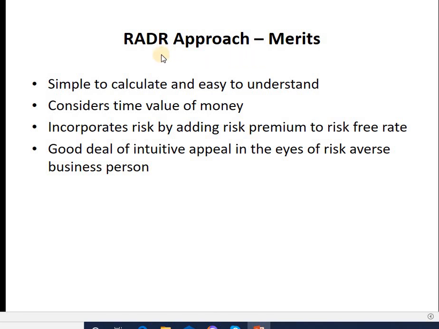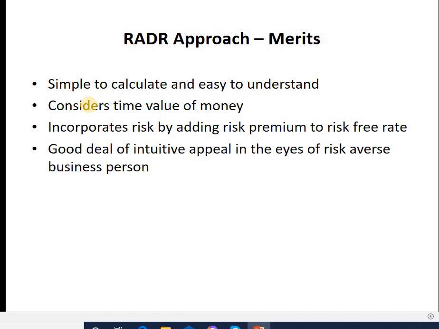So what are the merits of the RADR approach? It is very simple to calculate and easy to understand. A simple formula: risk-free rate plus risk premium is equal to RADR. Through that rate, we are discounting the uncertain cash inflows. With that rate, we are getting the total cash flow. Then from that cash flow, if you deduct the cash outflow, you are getting the actual NPV. So that is very simple to calculate and easy to understand.